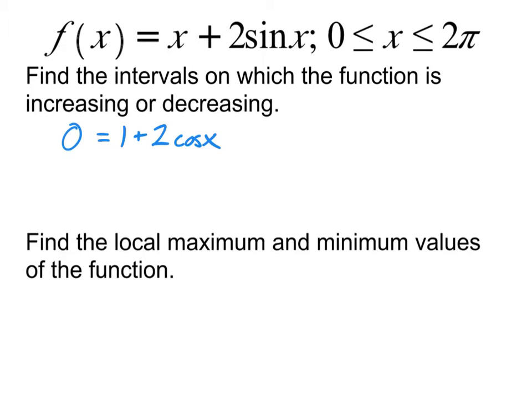And we solve it. Now in this case, a great way to do that is to subtract the 1 from both sides and then divide by the 2. We then have negative 1/2 equals cosine of x. So we're just figuring out where does cosine equal negative 1/2.